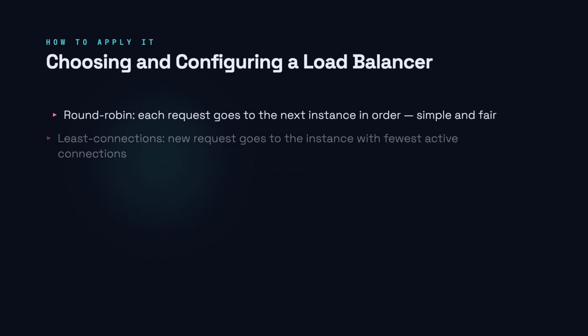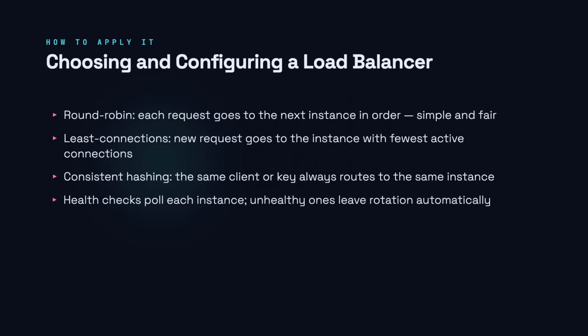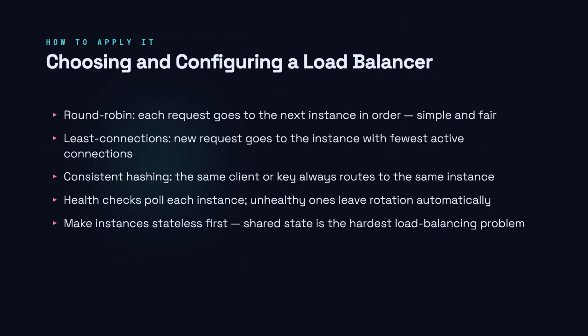Picking an algorithm depends on your workload. Round-robin works well when requests are roughly equal in cost. Least connections is smarter for requests with wildly different processing times. A slow request does not starve others. Consistent hashing is valuable when you need the same client to always hit the same instance, for caching reasons, for example. Whatever algorithm you choose, always configure health checks, so the balancer automatically removes a failing instance from its pool.